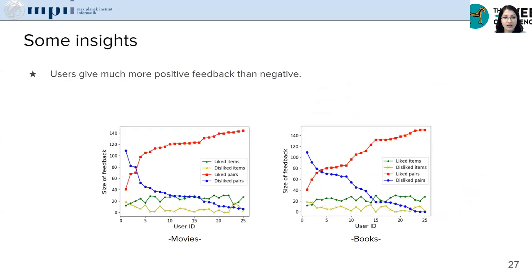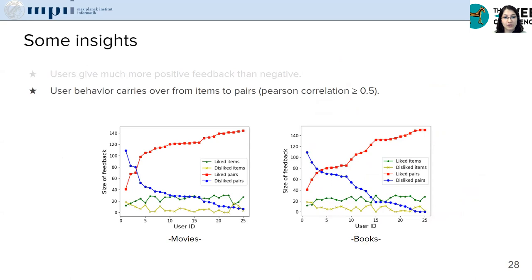All right, here are some insights on user behavior in our study. To see the size distribution of different feedback types, we plotted the number of item level and pair level feedback provided by each user. And we observed that users tend to give much more positive feedback than negative. In addition, we noticed that users who are more likely to provide negative item level ratings are also biased towards more dislikes on item pairs. The same trend also goes for positive feedback. This shows that user behavior carries over from items to pairs.